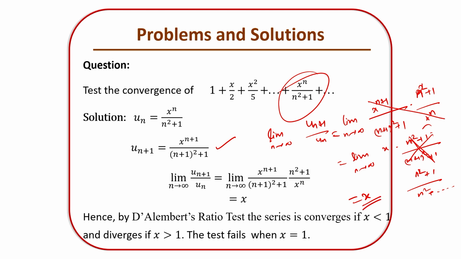So by using the D'Alembert ratio test, the series is convergent if x is less than 1 and diverges if x is greater than 1, and the test fails when x equals 1. Now put that value here and find out whether this series is divergent or not. So putting the value of x equal to 1 here, the series itself becomes 1 + 1/2 + 1/5 and so on, 1/(n^2 + 1) plus and so on.